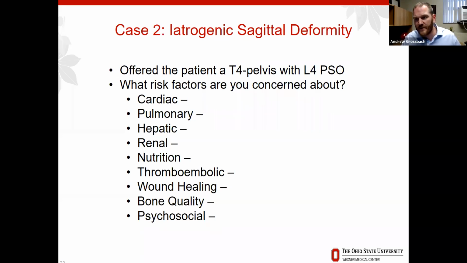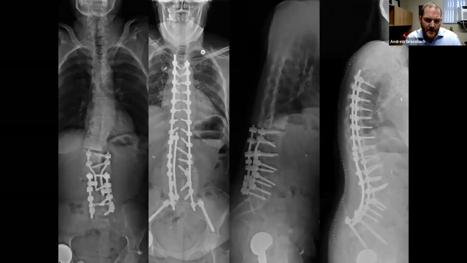Wound healing is a big one for her. So smoker, former smoker, multiple lumbar surgeries. You're going through this incision again. 3 column osteotomy, blood loss is going to be high. Probably going to get transfusions. Increased transfusions, increased wound healing issues, increased surgical site infection. Bone quality. Of course, she's getting a DEXA scan. And the psychosocial factors.